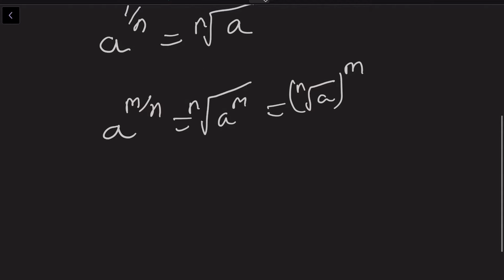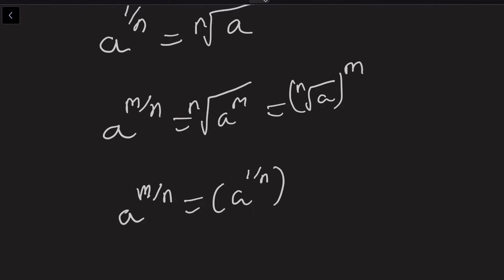And last, if we have a to the power of m over n, that's the same thing as saying a to the power of 1 over n, to the power of m. It's also the same as saying a to the power of m, to the power of 1 over n.